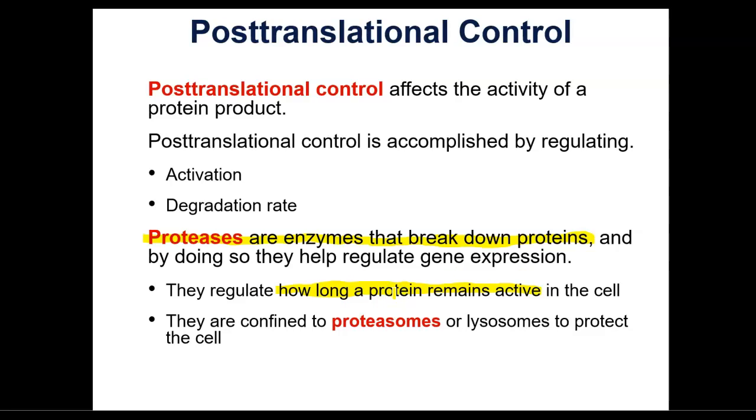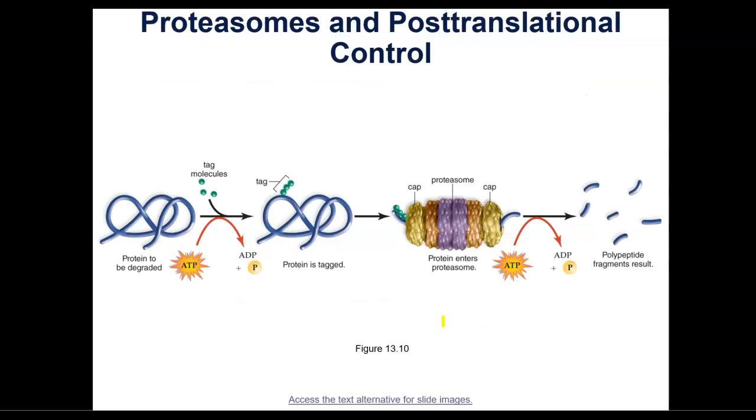And proteases are dangerous unless they are protected in a vesicle, either a vesicle called a lysosome or a proteasome, because otherwise they would break down things that they shouldn't break down, useful things that are needed by the cell. And this just shows you a protein product that has been produced, is tagged with these green molecules here, and it enters the proteasome, which contains proteases, which break up that protein.